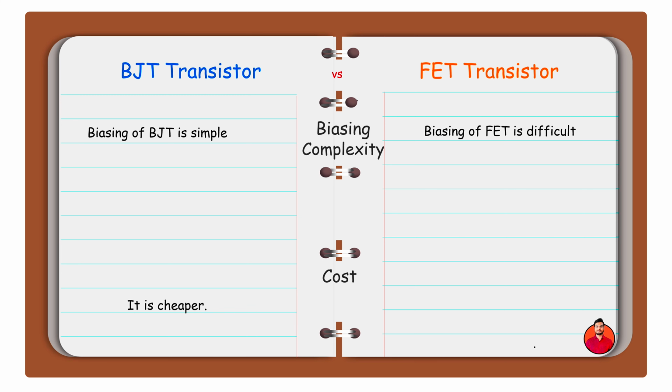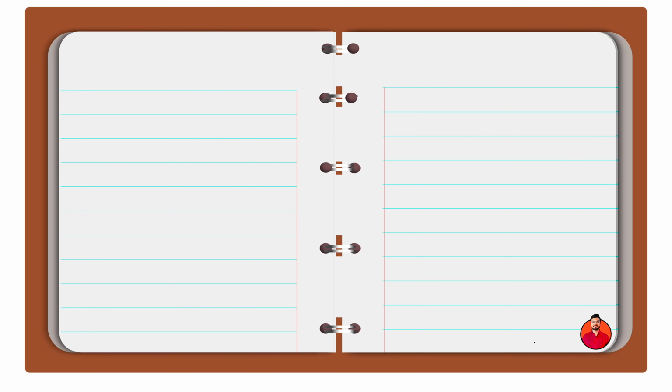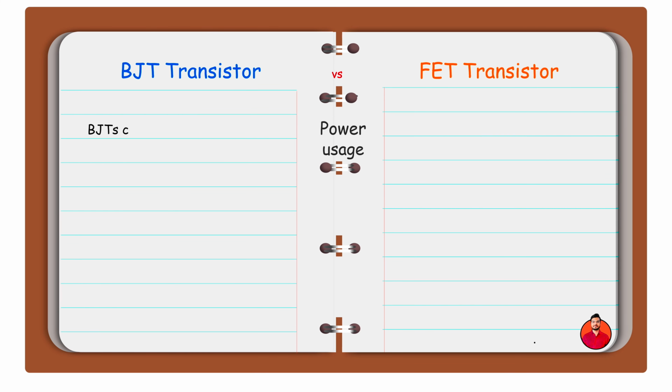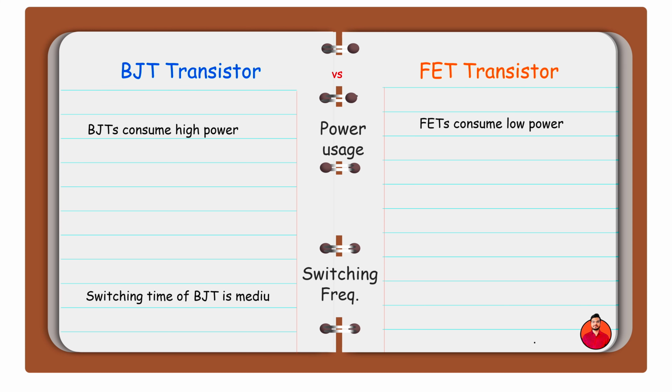BJT is cheaper than FET. FET is more expensive than BJT. The power consumption of BJT is high. FETs consume low power. Switching time of BJT is medium. Switching time of FET is fast.